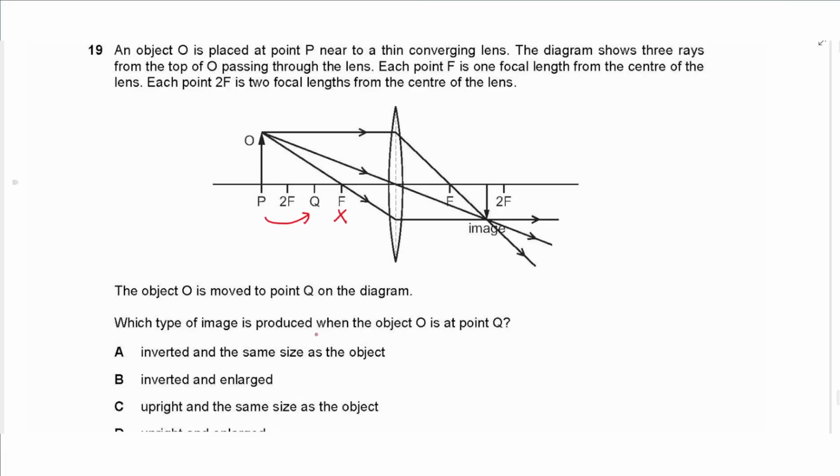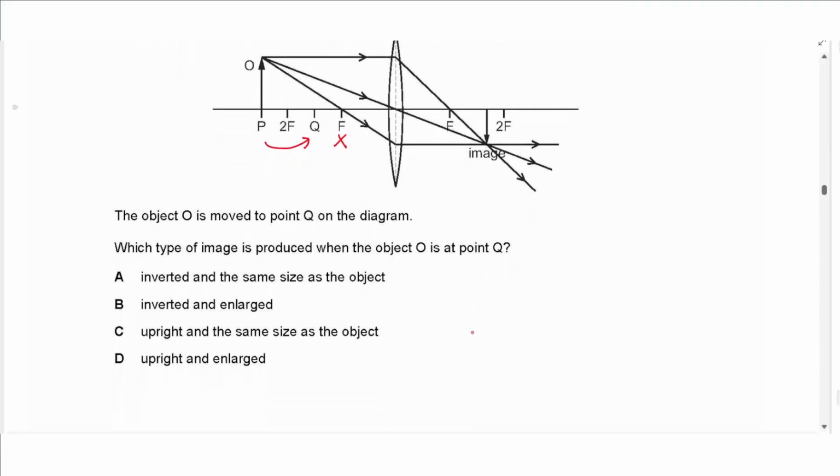Which type of image is produced when object O is at point Q? So it is still real, it will be inverted, not upright, not the same size. Moving towards the lens makes the image appear larger, so it will be enlarged, not the same size as the object. Same size as the object happens at distance 2F, so the answer is B.